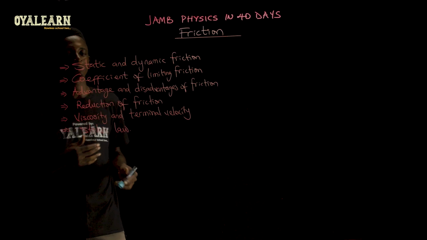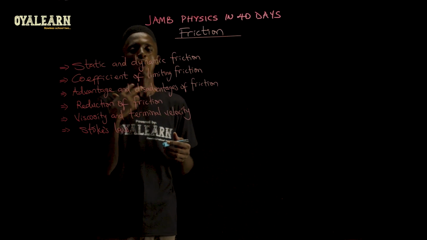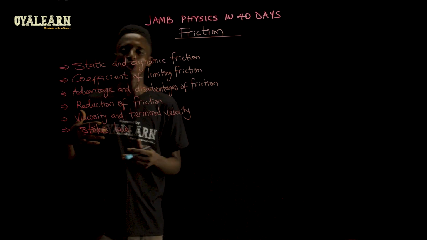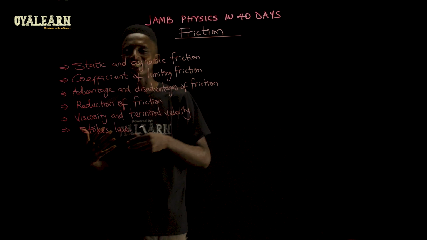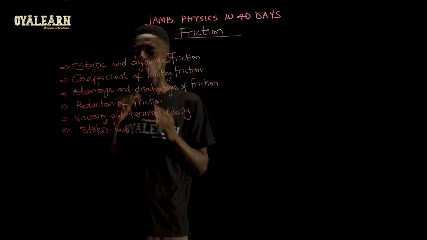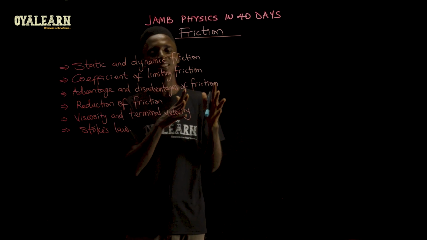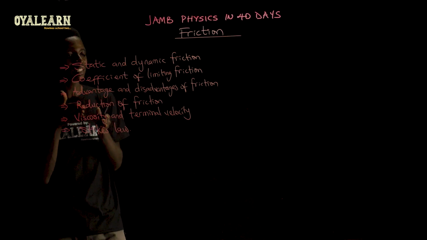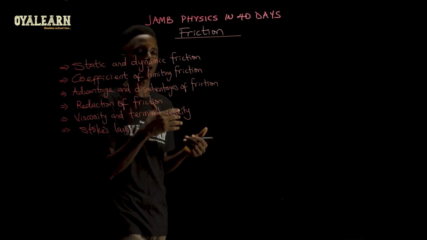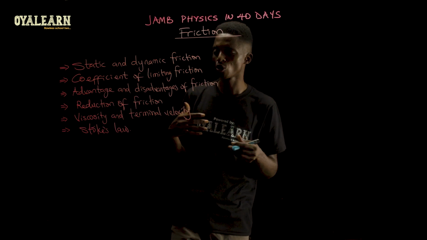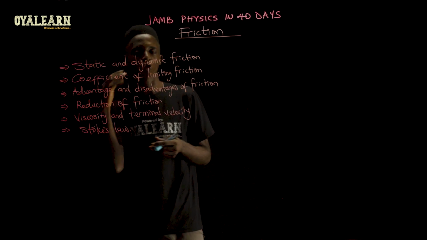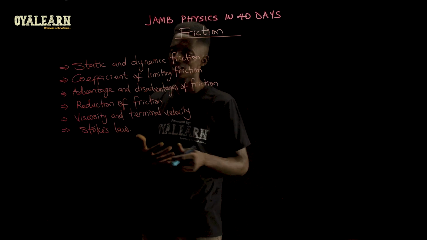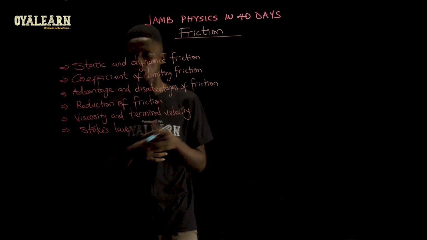They also expect that you should be able to solve for the coefficient of limiting friction. Depending on different cases, if the object is on a horizontal plane, if it's on an inclined plane, and all of that, you should be able to find the coefficient of limiting friction. They still expect that you should be able to know the advantages and disadvantages of friction. I'm sure you know that friction does not only come with disadvantages, there are also many advantages to it. So you should be able to list the advantages and disadvantages of friction.